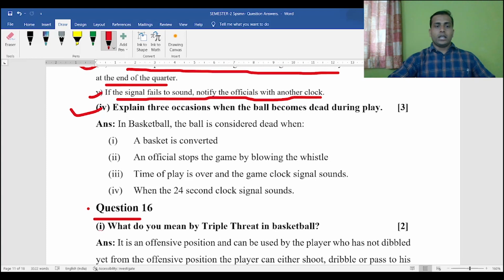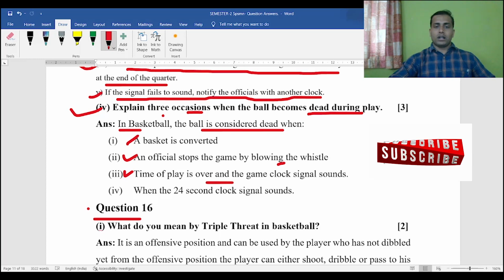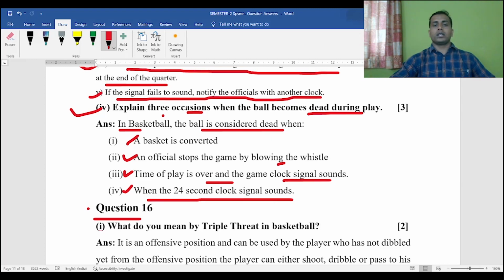Next question. Explain three occasions when the ball becomes dead during a basketball match. The basketball is considered dead when a basket is converted, an official stops the game by blowing the whistle, the time of play is over and the game clock signal sounds. Next one is when the 24-second clock signal sounds. At that time also the ball is considered dead.